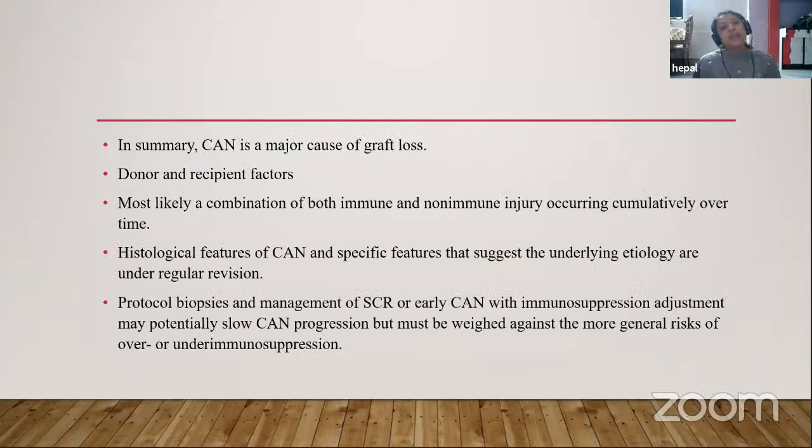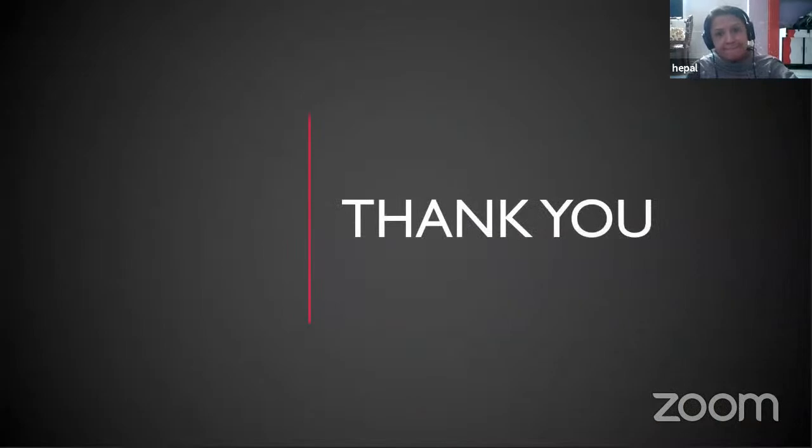In summary, chronic allograft nephropathy is a major cause of graft loss. There are donor and recipient factors. It's usually a combination of both immunological and non-immunological injury over a period of time. The histological features and specific features that suggest the underlying etiology are under regular revision. And protocol biopsies, management of subclinical rejections or early chronic allograft nephropathy with immunosuppression adjustment is going to help us slow the process of chronic allograft nephropathy and prolong the life of the graft. Thank you.